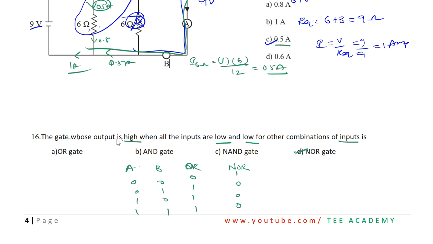The gate whose output is high when the inputs are all low is satisfied here. And low means 0 value for all other combinations. So the answer is NOR gate.